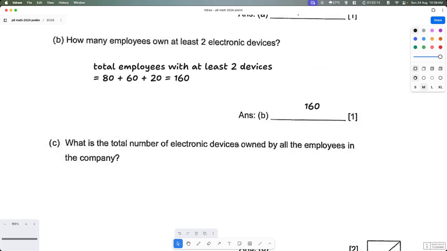Right, part C. What is the total number of electronic devices owned by all the employees in the company?